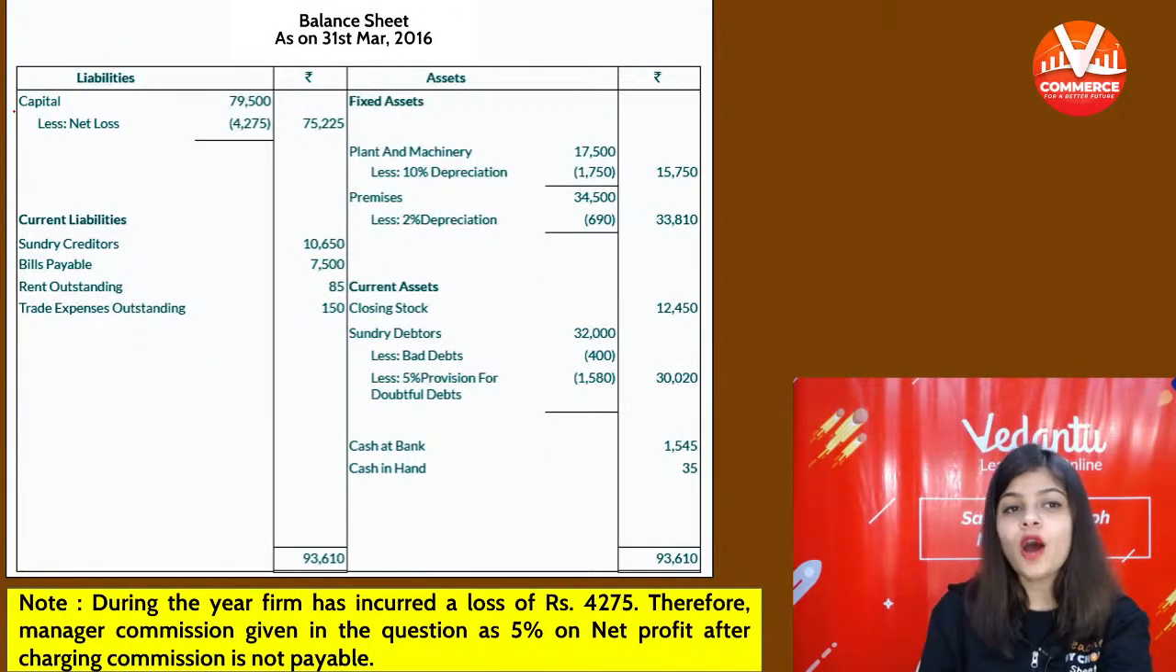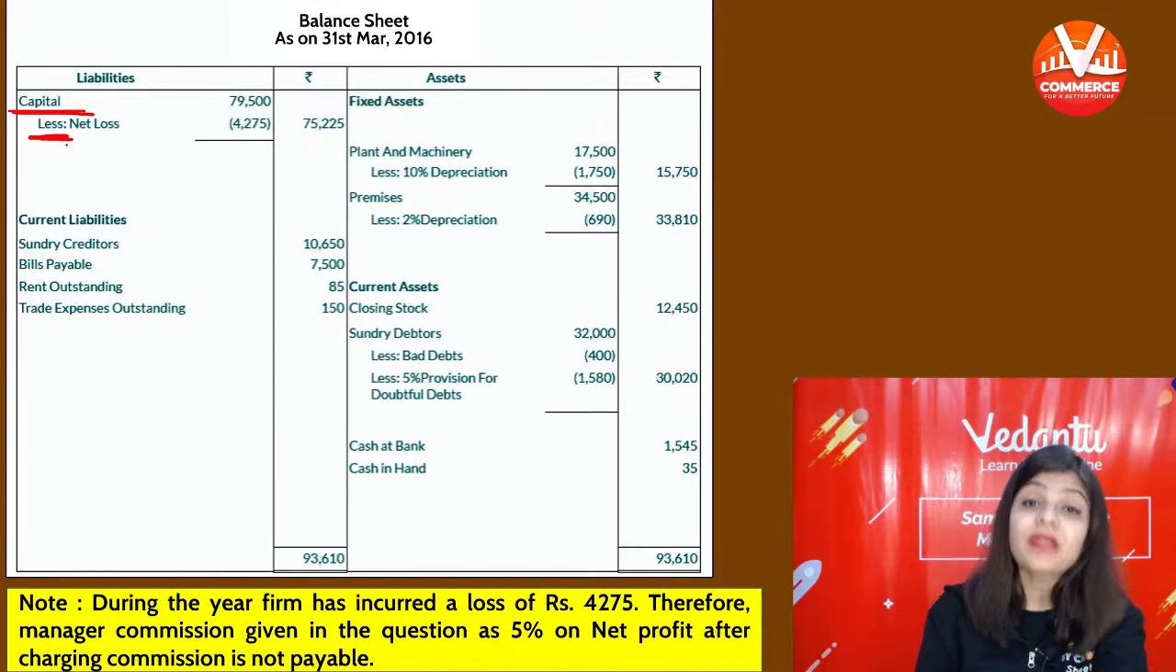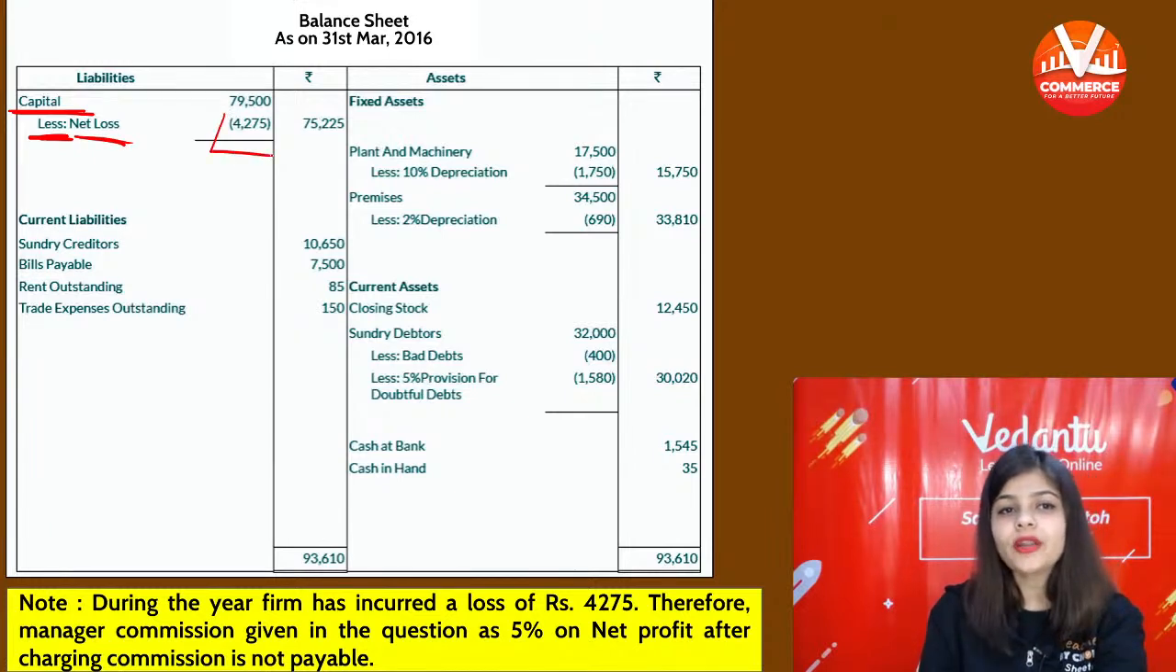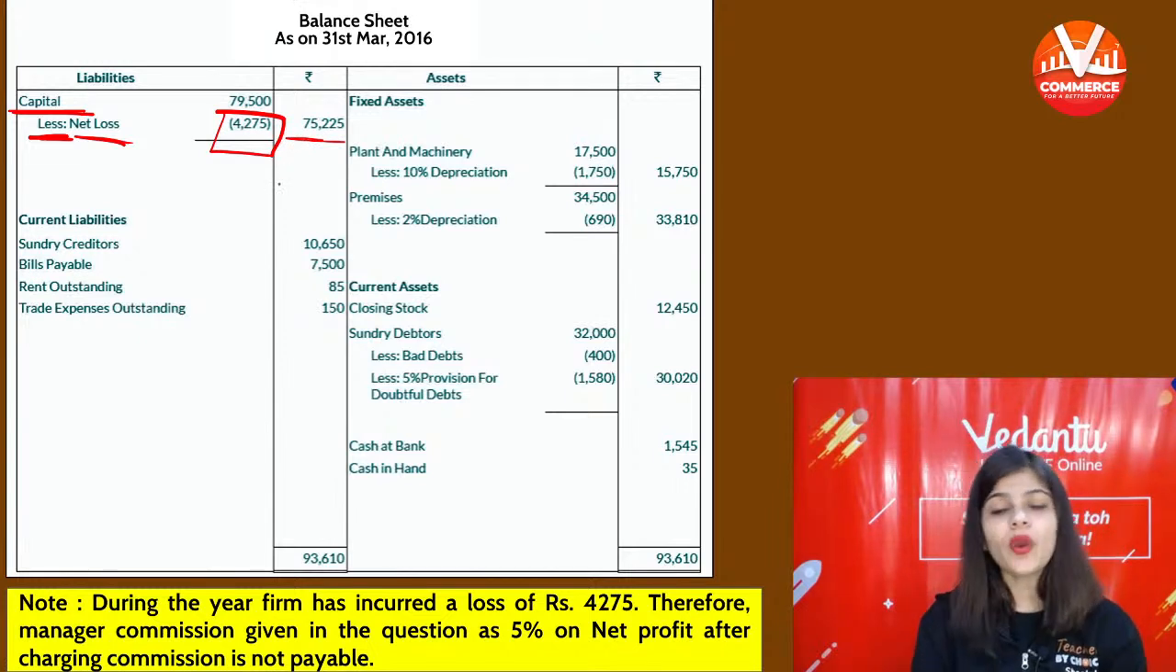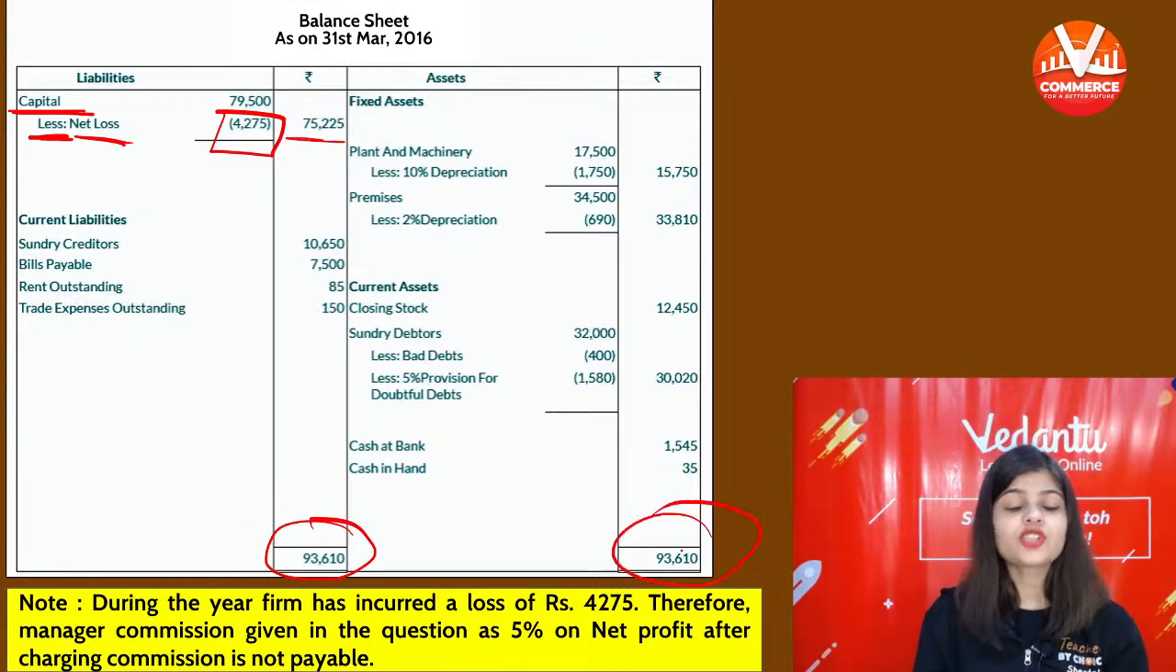So from capital you will subtract net loss of 4,275 rupees. Your capital now is 75,225 rupees. After that, do the total. The total of balance sheet is equal. The total is equal on both sides, which proves that our answer is absolutely correct.